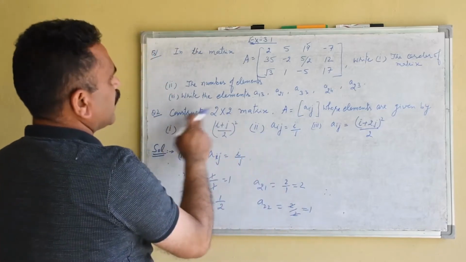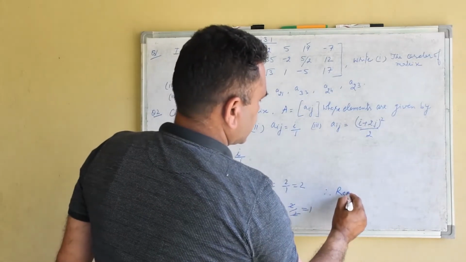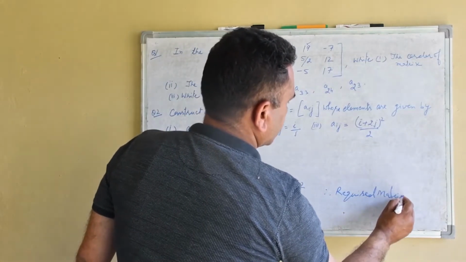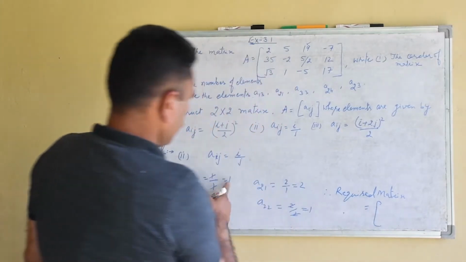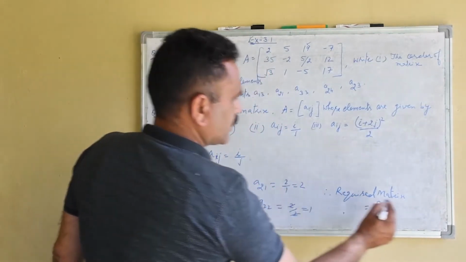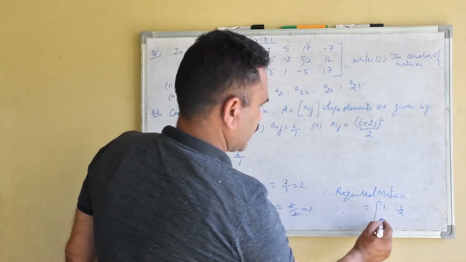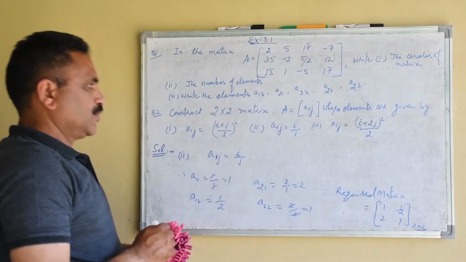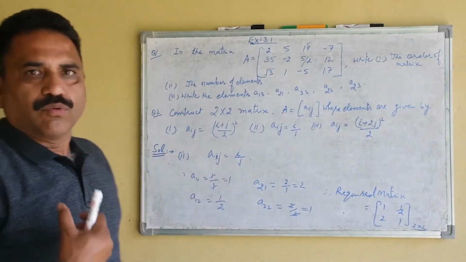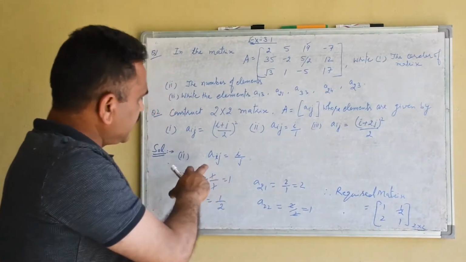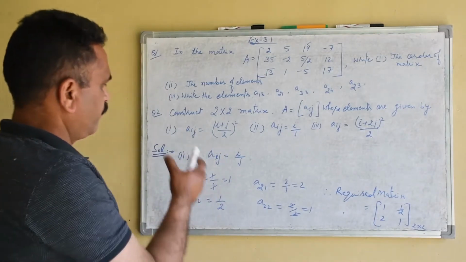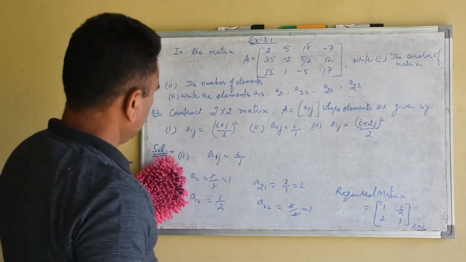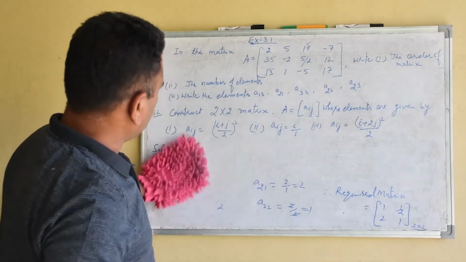Therefore the required 2 by 2 matrix is equal to first element 1, then 1 by 2, then 2, then 1. This is a 2 by 2 order matrix. So if we know the element in general form, we can find its numerical value by substituting the values of I and j. And now we'll do the third part.